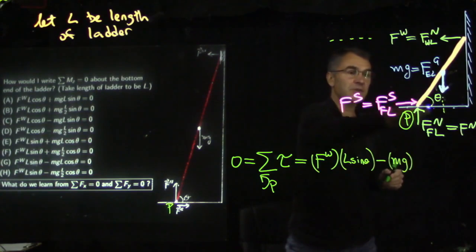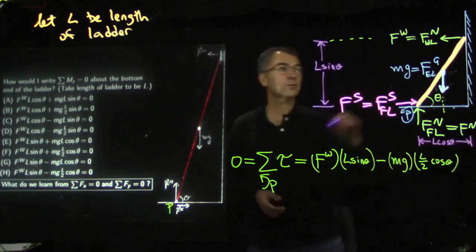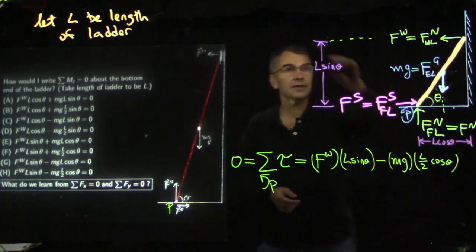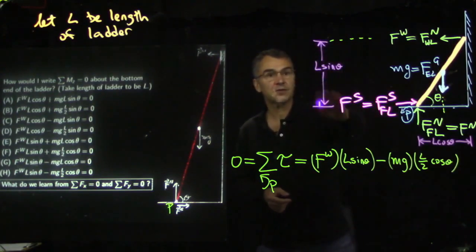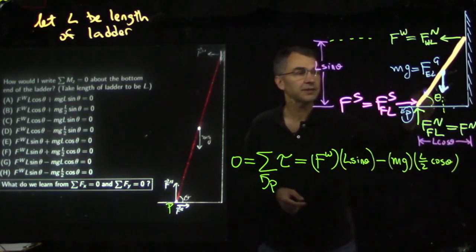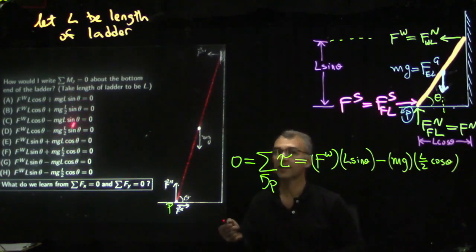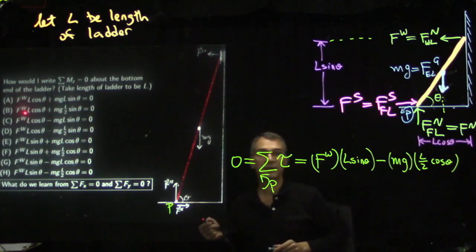So that would seem to be 1/2 L cosine theta. L cosine theta is the distance from here to the wall, so this must be halfway. Once again, if the length of the ladder is L, then this vertical dimension must be L sine theta, and this horizontal dimension must be L cosine theta if we're measuring theta from the horizontal up to the ladder. So which one of these results looks like our equation? F wall L sine theta minus mgL over 2 cosine theta equals 0.